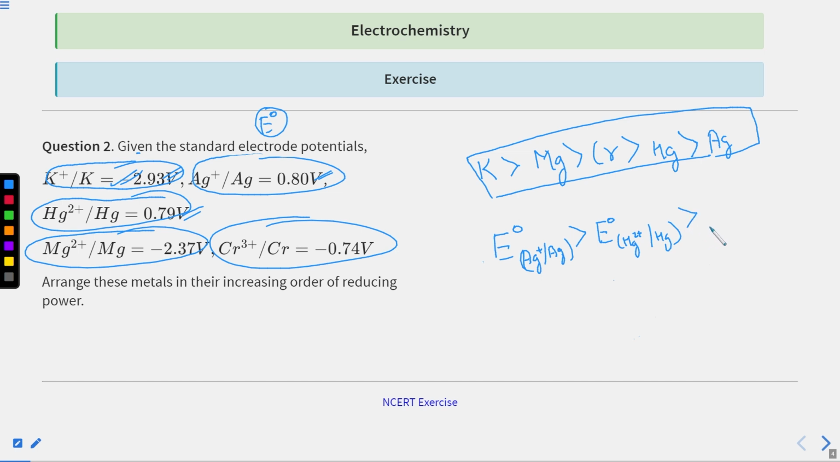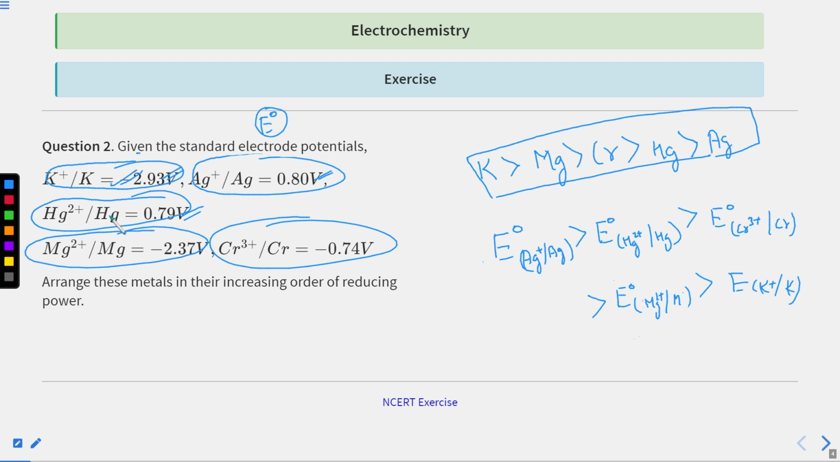Then the highest value is Cr3+. Okay, we have K+. At last, sorry, not K+, Mg2+, and then we have K+. Is it clear? Okay. Now I'm giving you a task.